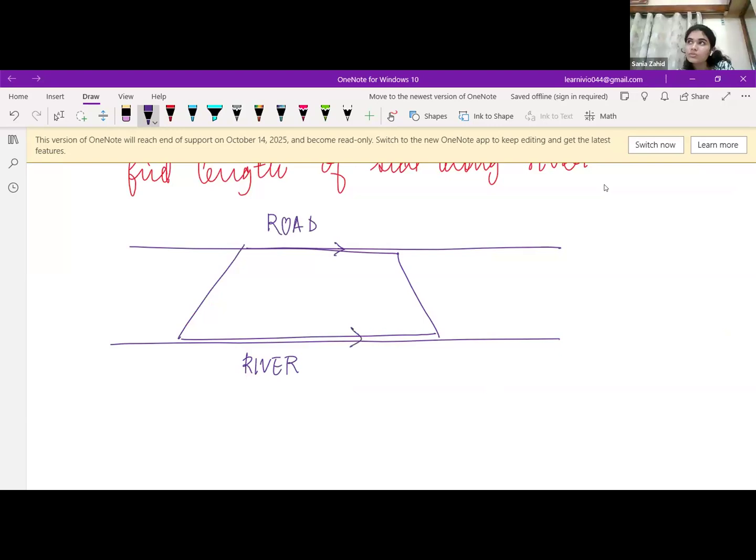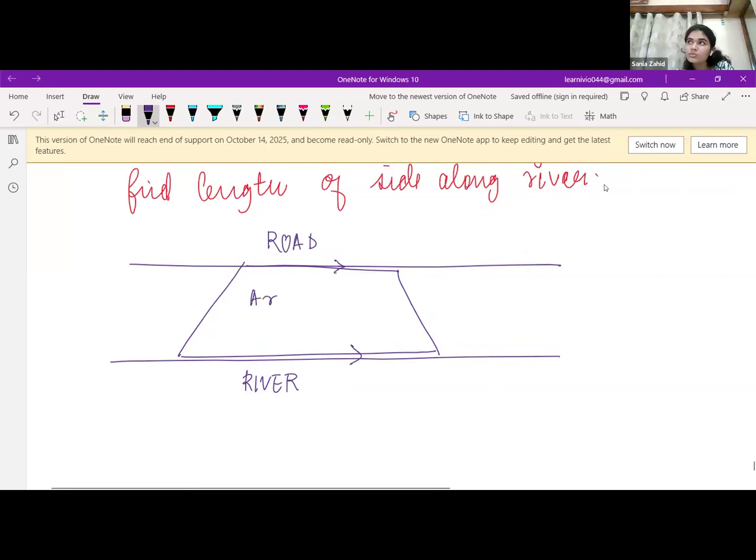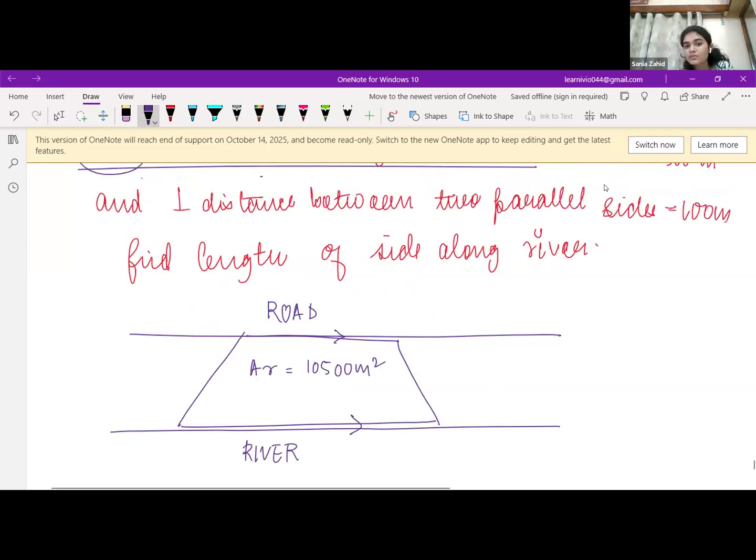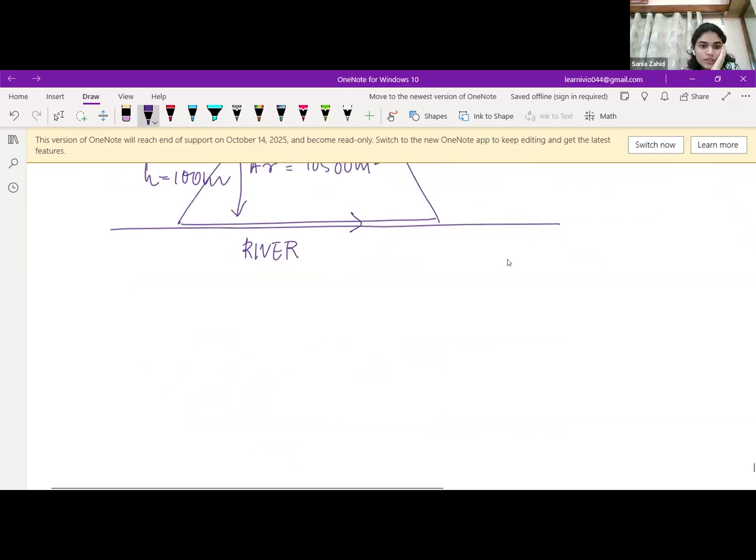Now the area they are giving you. You have to find the length along the side of the river and the distance between parallel sides. Okay, who will tell me what is this 100 meter? The height. So the height becomes 100, right? The height becomes 100. Now, children, can you calculate?